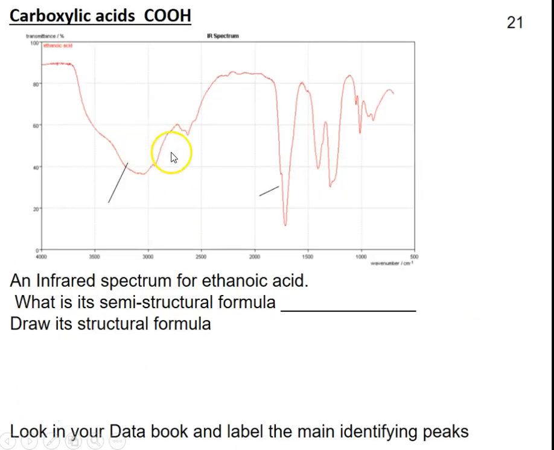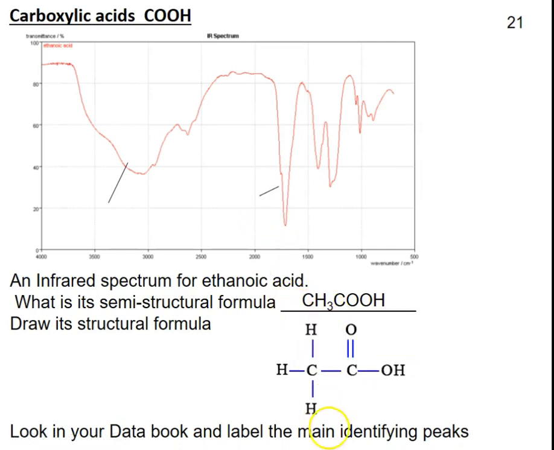Okay, this is our carboxylic acid. You need to know the formula, because most of the time you're trying to identify a chemical, and you'll be given the molecular formula and you'll have to work out what particular chemical it is. So ethanoic acid, that's our semi-structural formula and our structural formula. You see carboxylic acids have the hydroxyl group, but they also have this carbonyl group. And the carbonyl group has a peak around 1700.